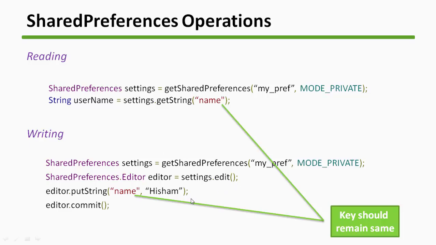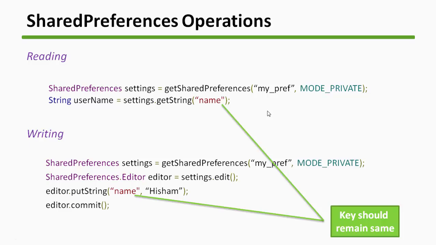One thing to notice here is that the key under which you are saving the data should be the same when you are retrieving the data. So when you are saving the data under the key name, you have to retrieve the data from the key name. Similarly, if you have another boolean value, let's say sound, and the key is sound, then you can get the boolean from sound. So that's it about shared preferences.